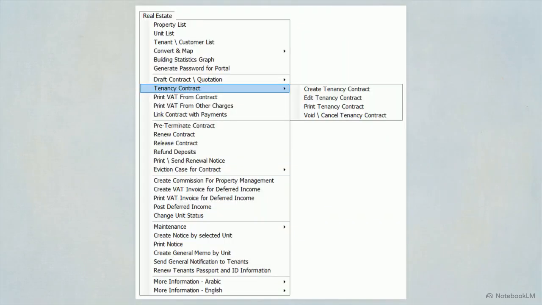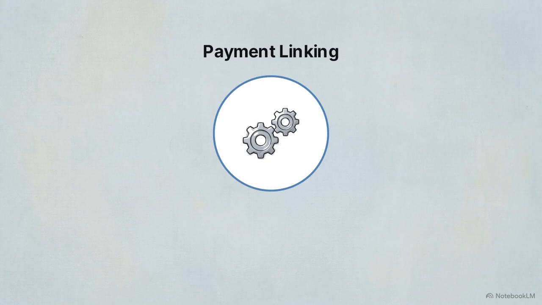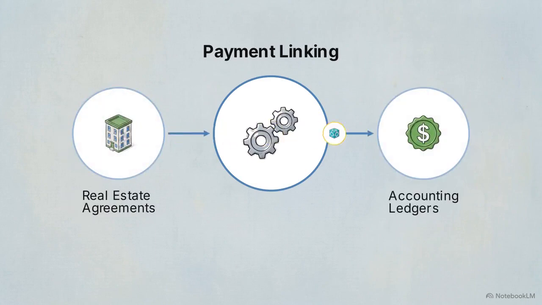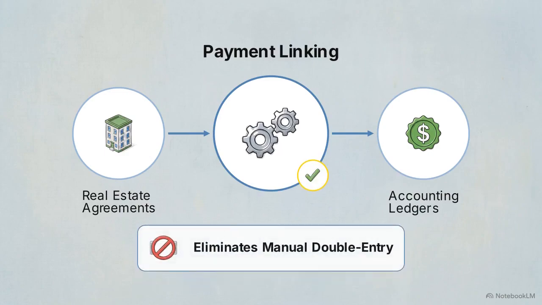Next is managing taxes. You can easily print VAT specifically from the contract, as well as print VAT for any additional separate charges. To manage payments, use the Link Contract with Payments feature. This processes cash, current checks, and automatically manages post-dated checks by performing revised entries on their exact due dates. This payment linking is a critical feature. It ensures that your front-end real estate agreements perfectly match the back-end corporate accounting ledgers, completely avoiding double entry.